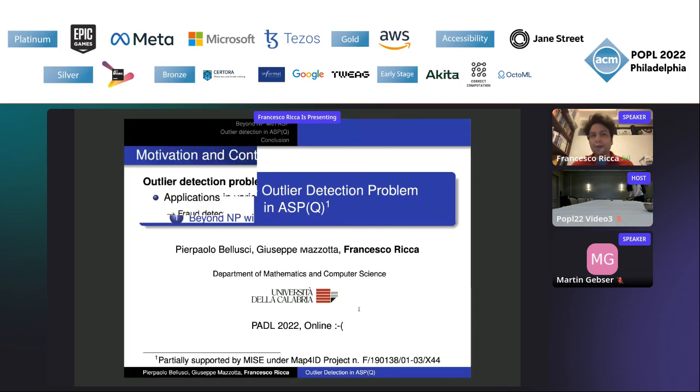So what is the outlier detection problem? The outlier detection problem is something that can be applied to many scenarios: fraud detection, network robustness checking, predictive maintenance. It is basically singling out anomalous individuals from a given population. This problem is very well known, especially in the machine learning and data mining community, and was also presented and considered in knowledge representation.